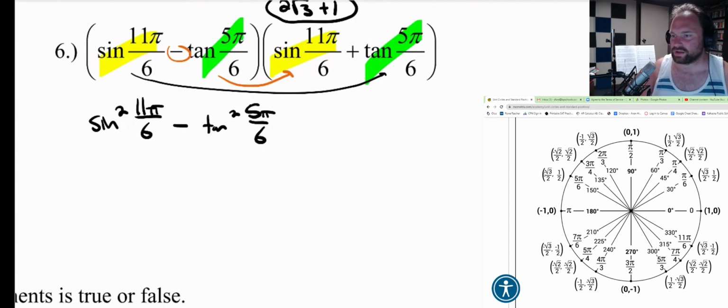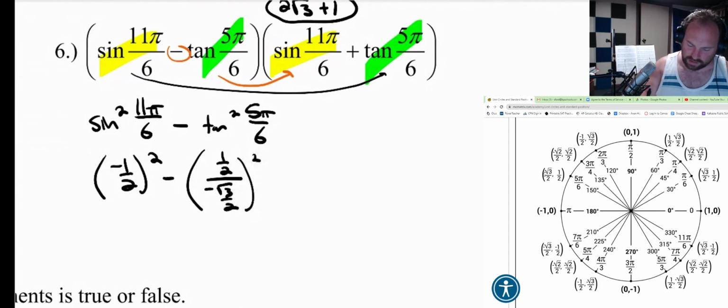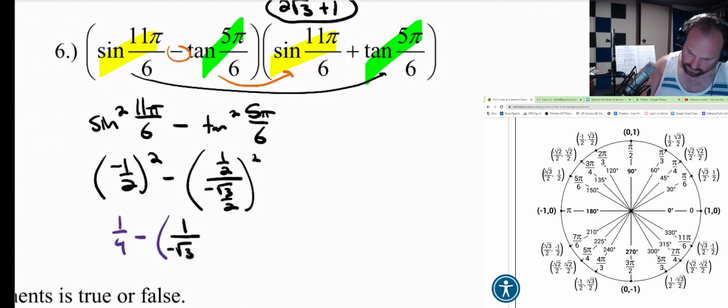Always thinking. Okay, now let's go back to the problem as we would normally. Sine of 11 pi over 6 is 1/2, or I guess -1/2, but it's being squared. And now we have the tangent of 5 pi over 6, which we mentioned is 1/2 over -√3/2. That's all being squared. So -1/2 squared is 1/4. And let's think about what's going to happen here. Again, the 1/2s will cancel out, but this time it's a little upside down of what it was before. It's 1 over -√3.